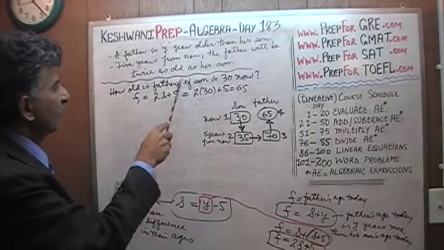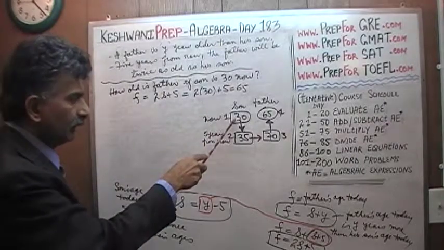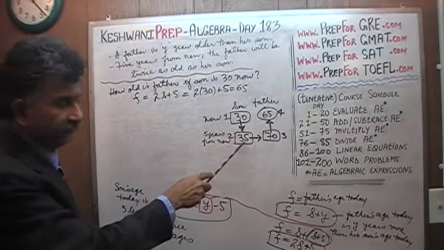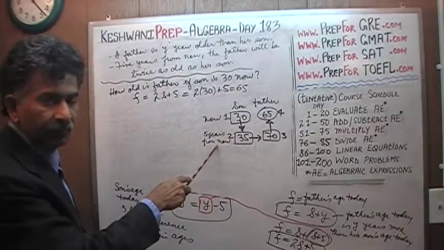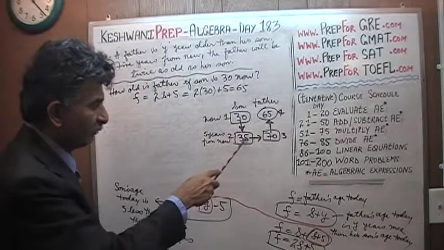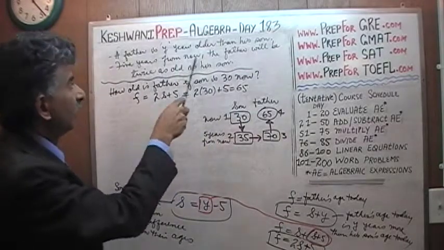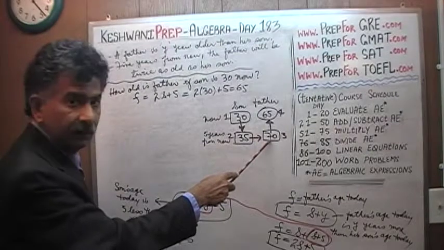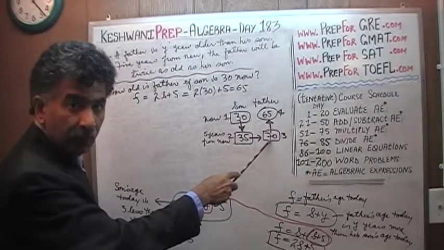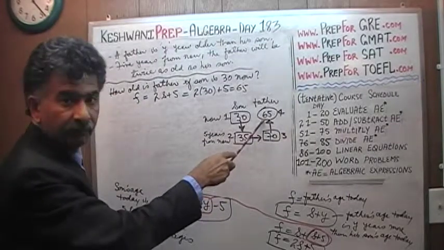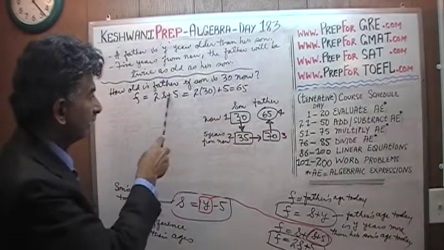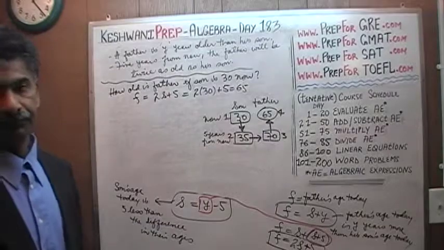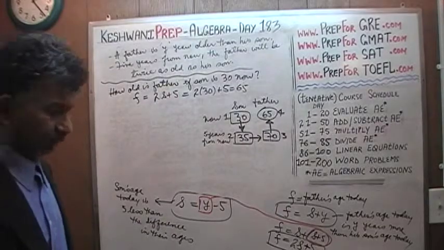Question is, how old is father if son is 30 now? If son is 30 today, then 5 years from now he must be 35. Well, if son is 35 5 years from now, then we are told that father is twice as old as his son 5 years from now in the problem. So if son is 35, father must be 70. If father is 70 5 years from now, then today he must be 65, which is exactly what our equation tells us. 2 times s plus 5. That is the correct answer. We just verified it. Let's do one more problem.